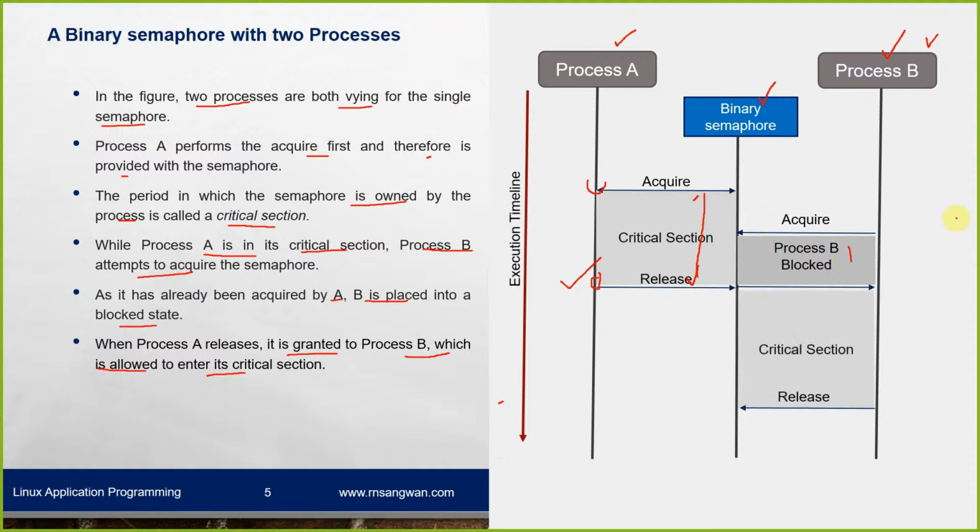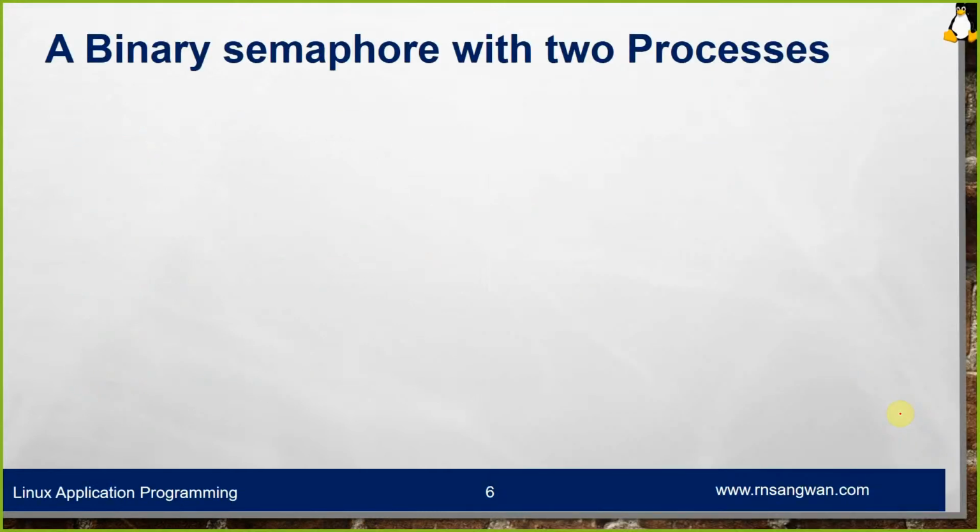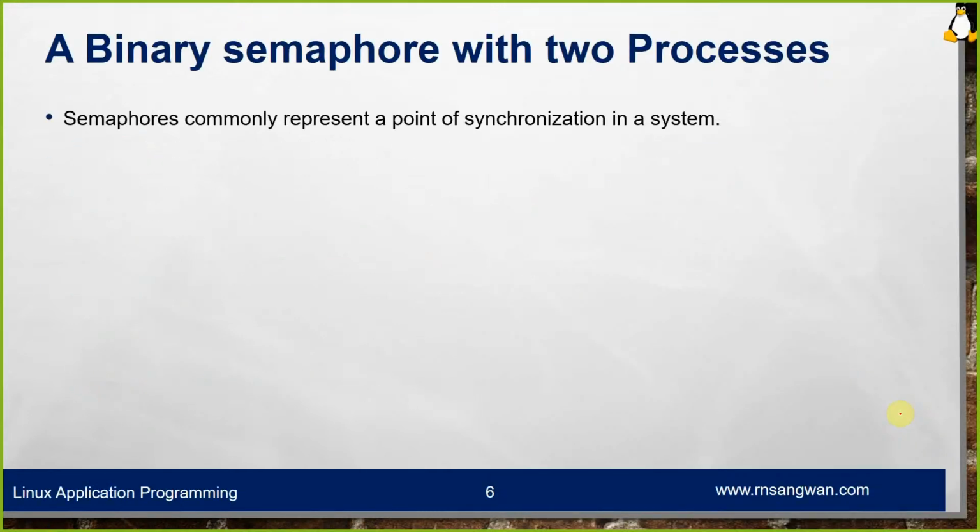Now process B has acquired it and entered into the critical section, and after some time process B also will release it. Process B at a later time releases the semaphore, making it available for acquisition by any other process. So this is an example use case of a binary semaphore, how it works. A binary semaphore with two processes, that's what we have learned. Semaphores commonly represent a point of synchronization in a system.